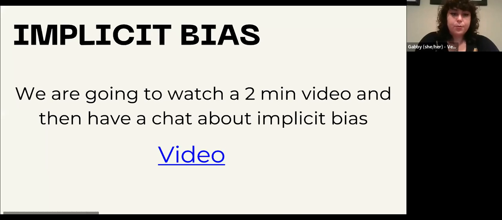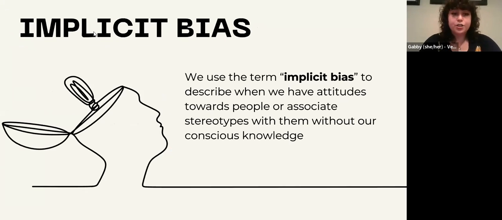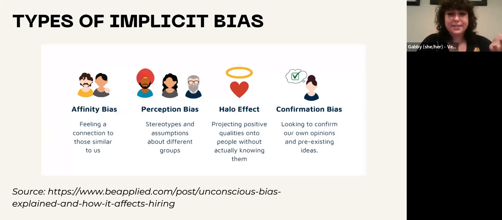So with that said, the term implicit bias, or unconscious bias as another way people phrase it, describes when we have attitudes towards people or associate stereotypes with them without our conscious knowledge. And this has a huge impact in events. I can imagine you already are thinking about ways that implicit bias is going to affect decision-making and how we hire people and where we get our performers. But there are actually quite a few different types of biases. And these are just four that I think are relevant when it comes to events.